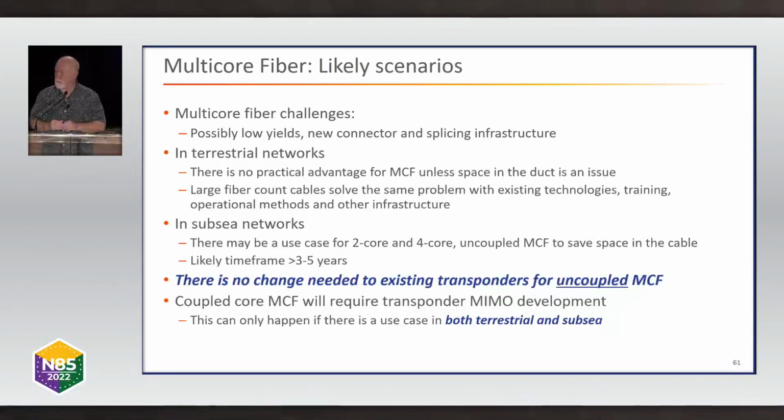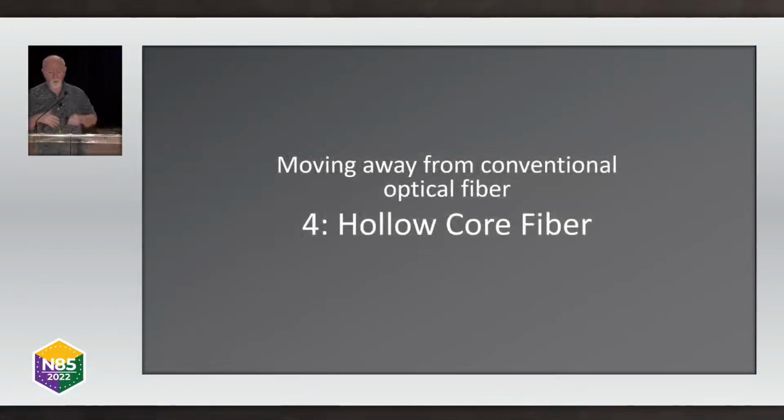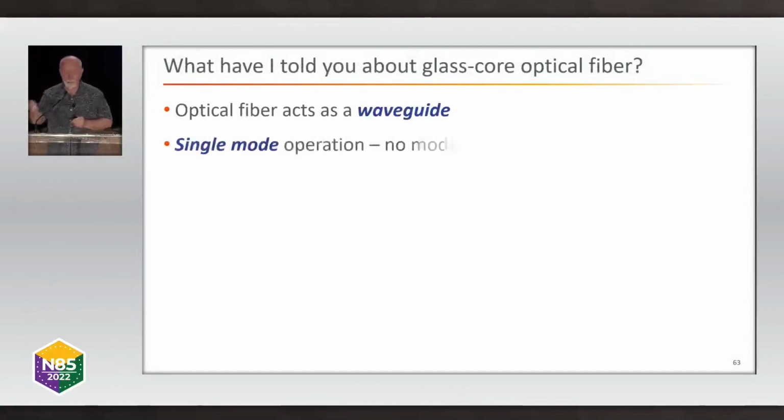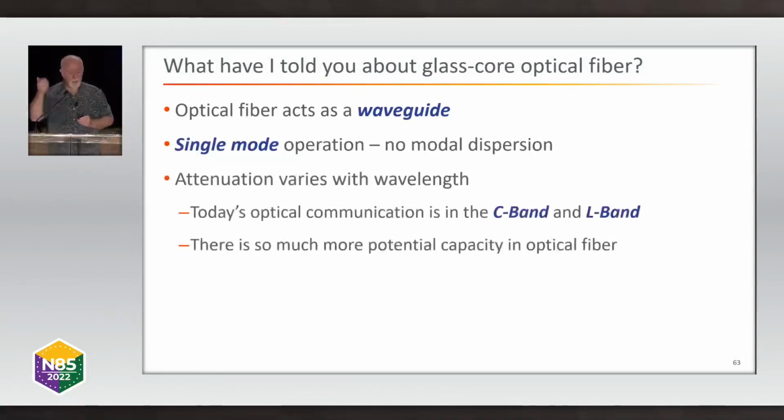Right, moving away again from conventional fiber, this time to hollow core fiber. Because what have I told you so far about glass core fiber? Well, the fiber acts as a waveguide, it's single mode operation, and the attenuation varies with wavelength. Today's optical communication is in the C and the L bands. That's one of the things that limits fiber capacity. But there's so much more potential capacity in the fiber because we can build lasers over a much wider range of wavelengths.